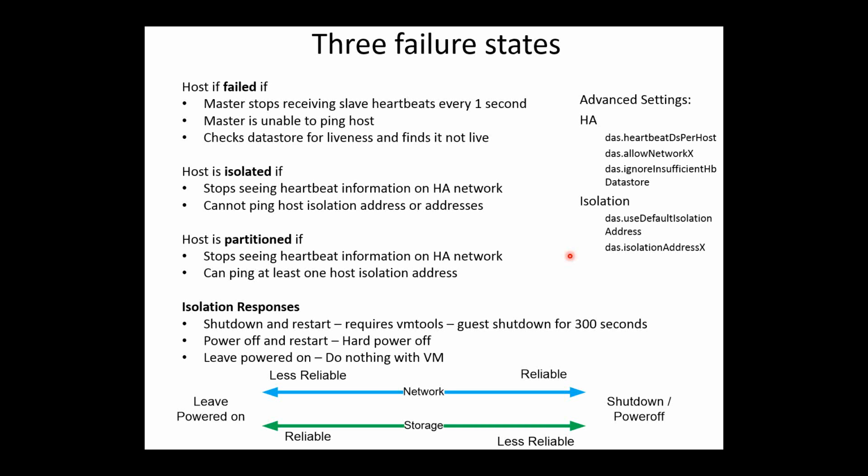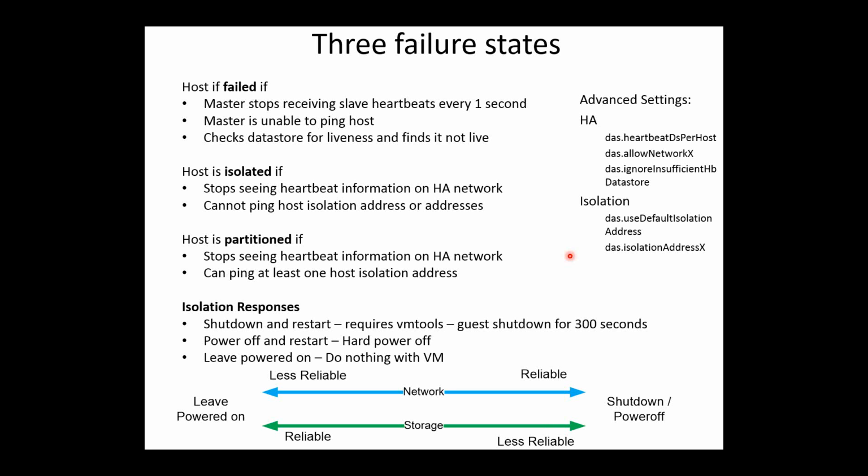Understood. All right, so let's talk about what happens when a host is isolated. This is the second state, and this is if it will first check for a failure, and then if it stops seeing heartbeat on the HA network, this is the 1 second heartbeat from the slave, and it cannot ping the host, but the data store is live. It is still writing to that file and potentially other files on the data stores. Then the host is marked as isolated. Okay? And there's a whole discussion around host isolation response we're going to get to in just a minute. But let's talk about partitioning first.